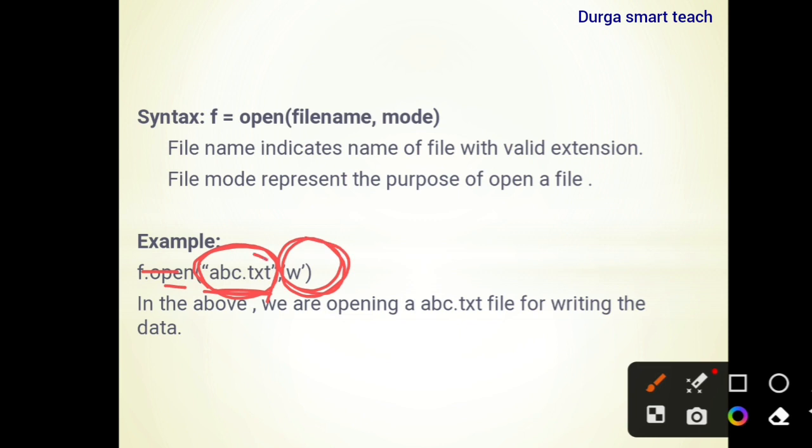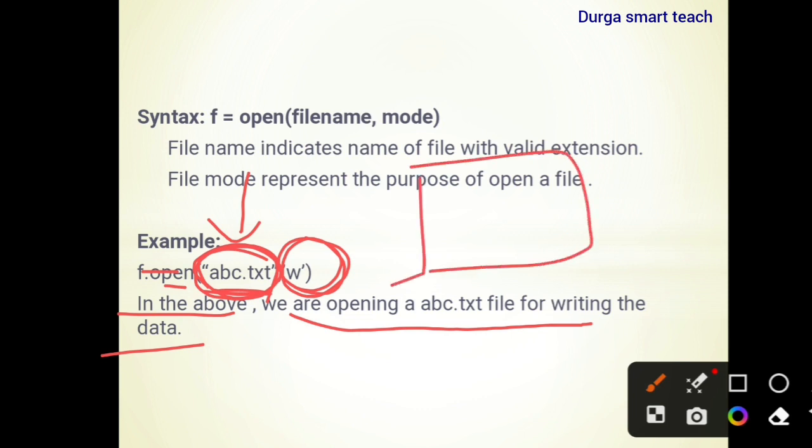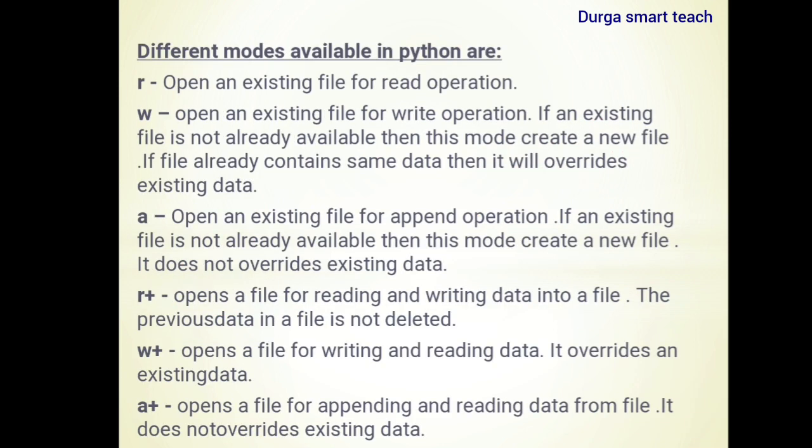So if abc.txt is an already existing file, that will be opened. If the abc.txt file is not available, if abc.txt file does not exist, then a new abc.txt file will be created. In the above we are opening abc.txt for writing the data into the file. So that file is open, the file name is abc.txt.